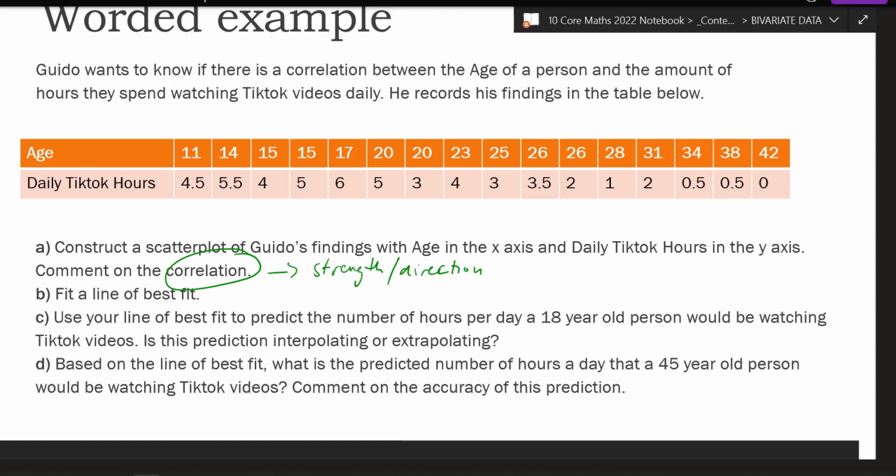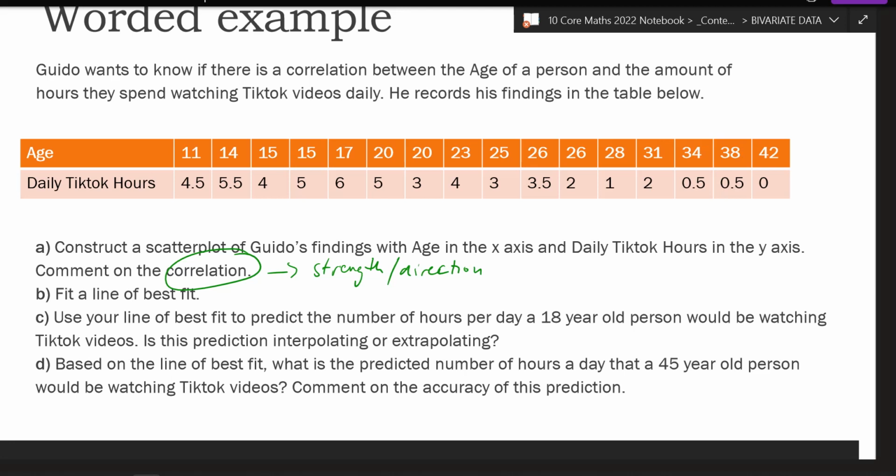Actually, let me ask you guys this. What do you think the graph would look like if you looked at the age of a person and the amount of hours they watch on TikTok? Would it be a positive graph or a negative graph? Good. Why is that? Because the older they are, the less they probably watch. I'm going to assume that's the case.